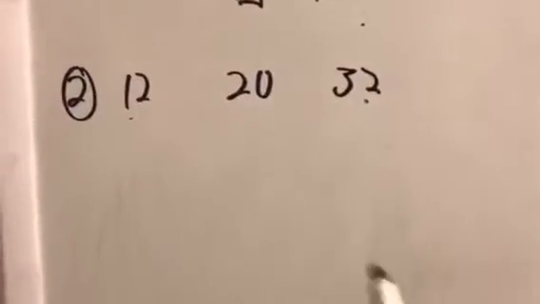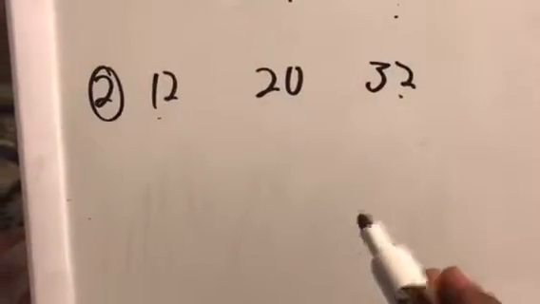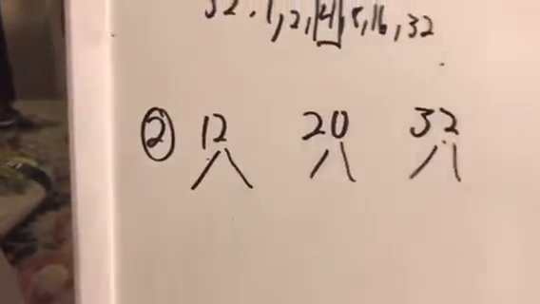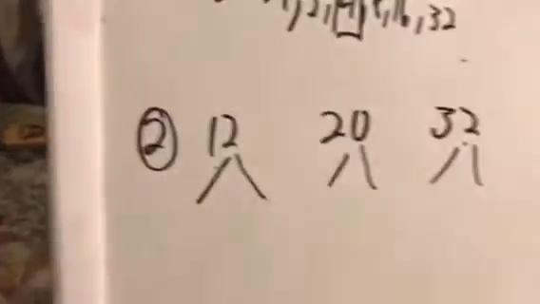So the next method that I'm going to be talking about is the factor tree method. This is a type of method that we use in grade school. This is how I was taught. So I'm going to do this really quick.